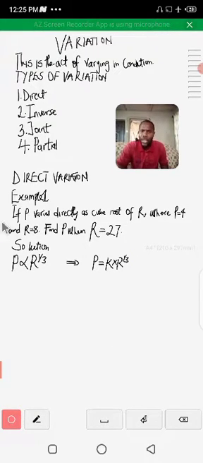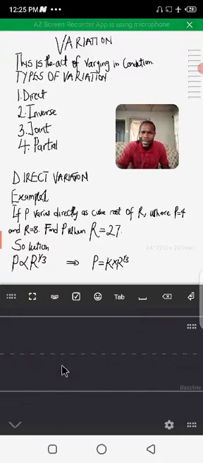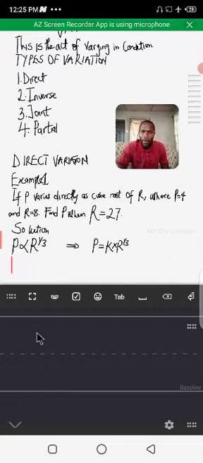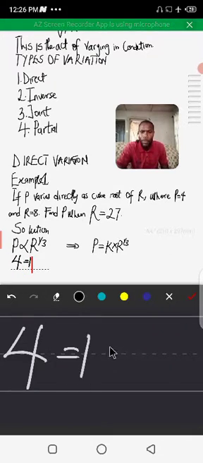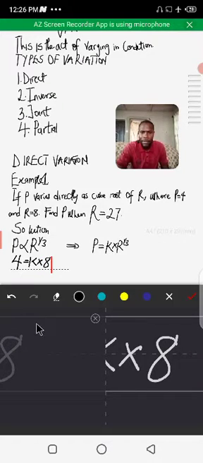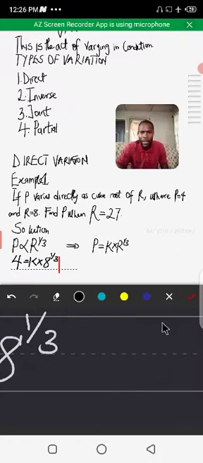We have been given the value of P and also the value of R. Now you are going to substitute the values to get the exact value of the constant. The value of P is 4. You say 4 is equal to K times 8 to the power of 1 over 3.